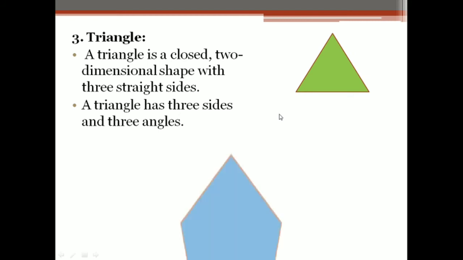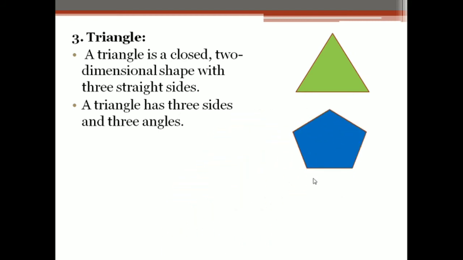Now, next shape. See the shape. Try to identify the shape. Which shape is this? This is a pentagon, right? Now let's see how many sides there are. Let's count: 1, 2, 3, 4, and 5. So you can say that a pentagon has 5 sides.